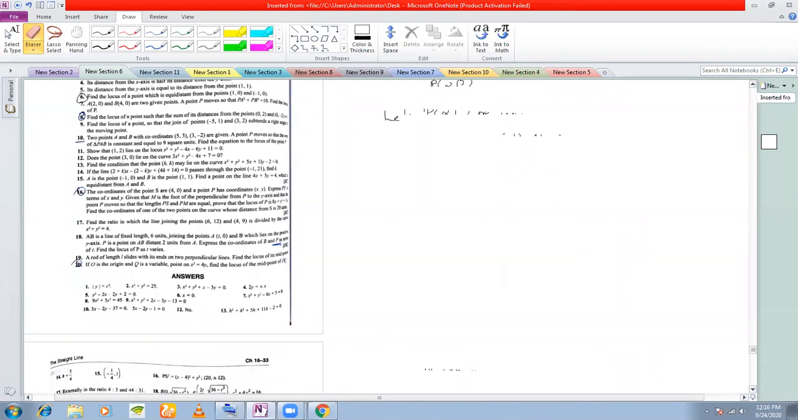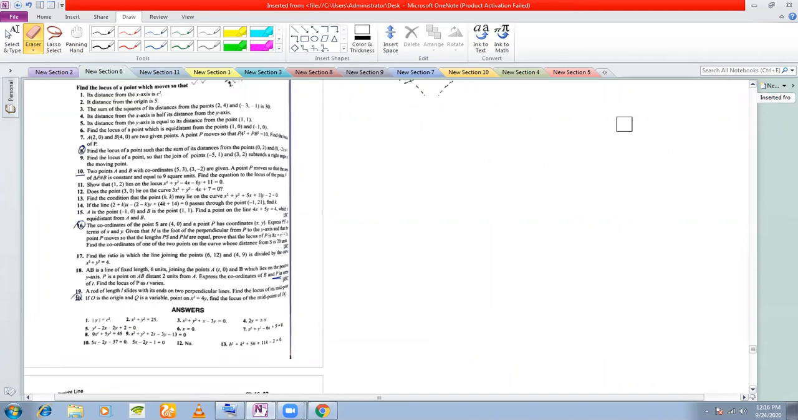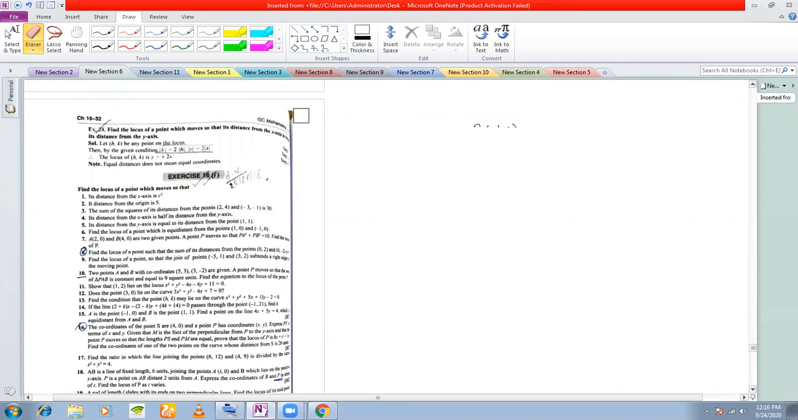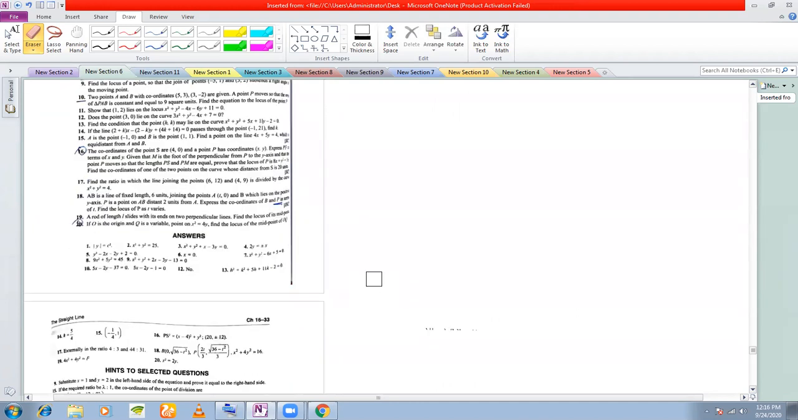For your commerce standard, I think nowadays they don't give much problem from locus, because locus is generally a science topic, and since your papers are the same, they usually avoid giving problem from locus.